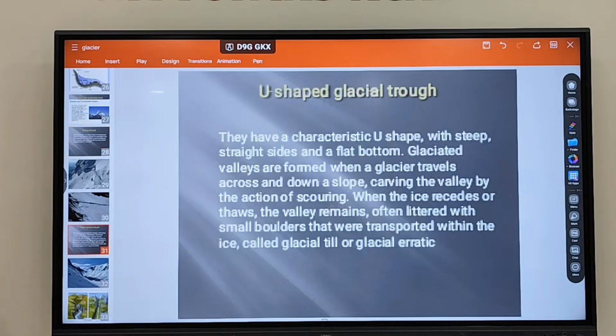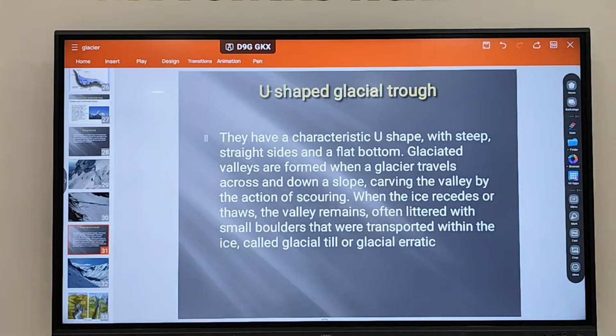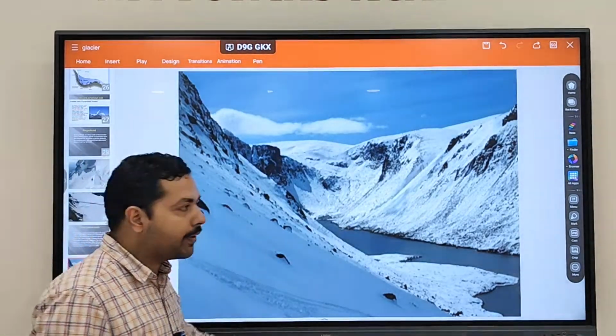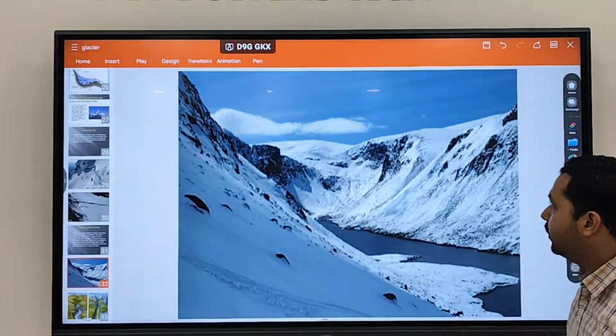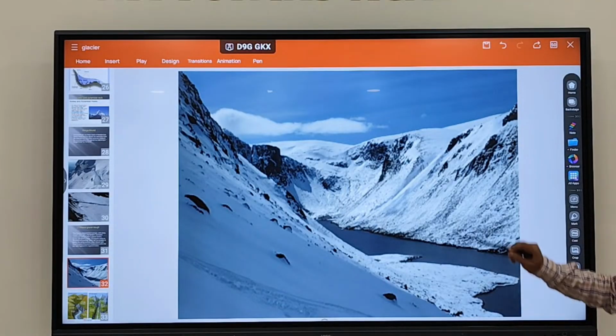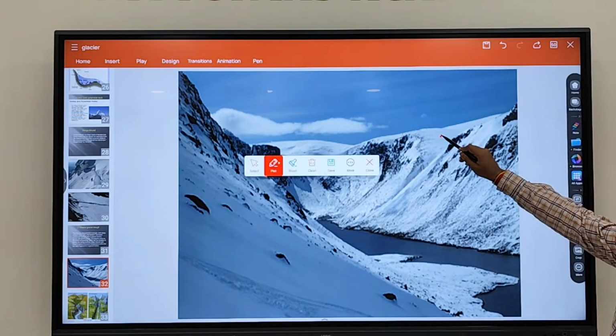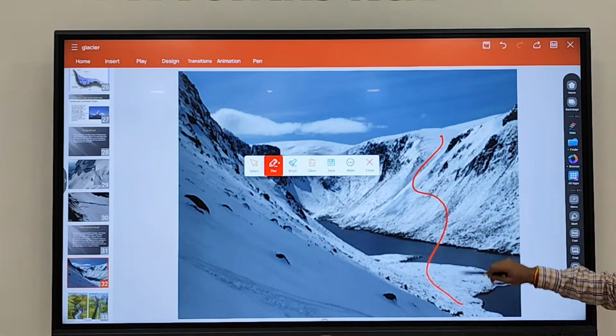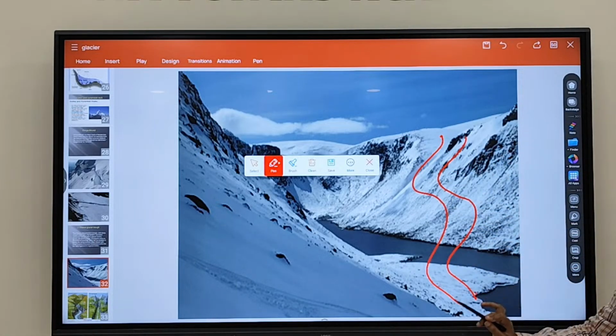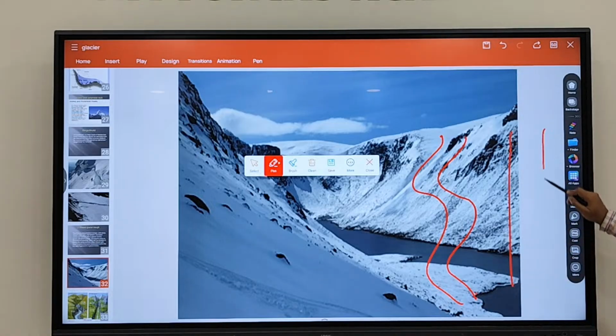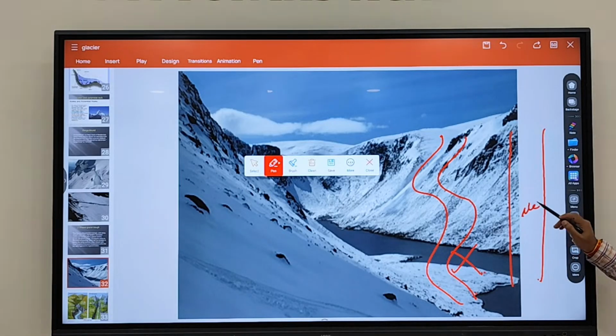Fine. Next, U-shaped glacial trough. Another thing that you are finding is a U-shaped glacial trough. Just now we discussed when rivers move, how do rivers move? In a meandering fashion. But when a glacier moves, in which fashion? In a linear fashion. So a glacier does not move in a meandering fashion. Water moves in a meandering fashion, ice doesn't. Ice moves in a linear way.